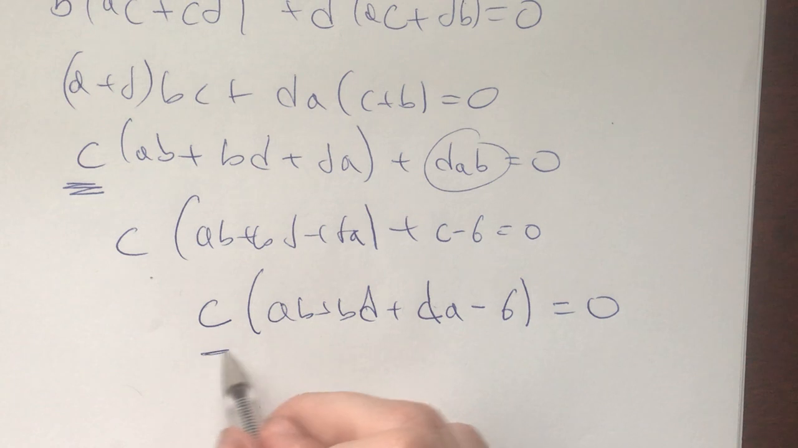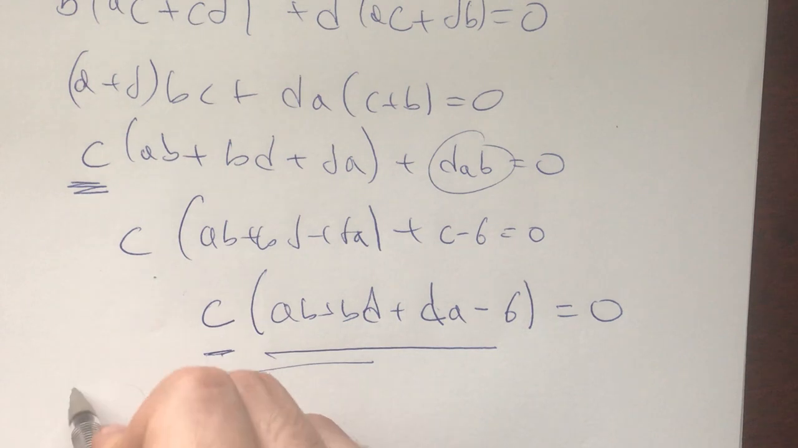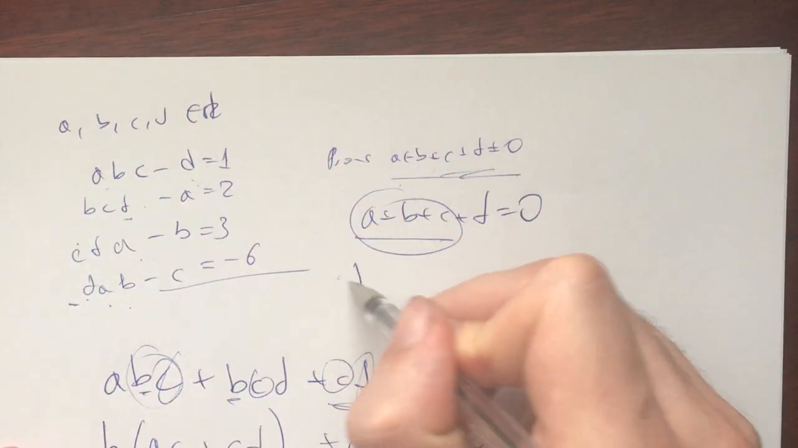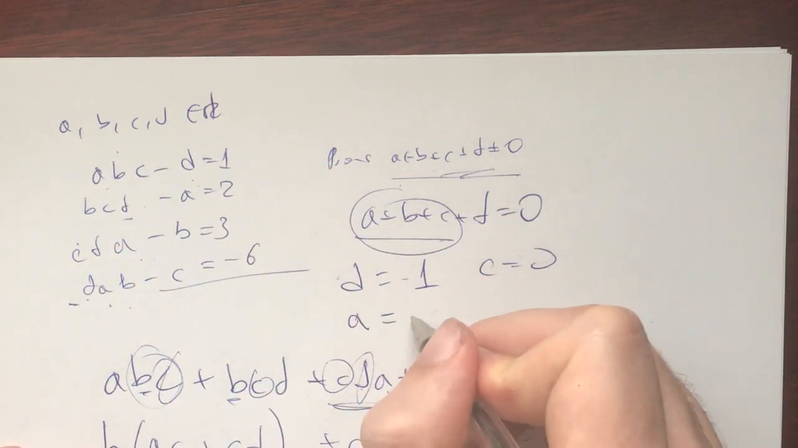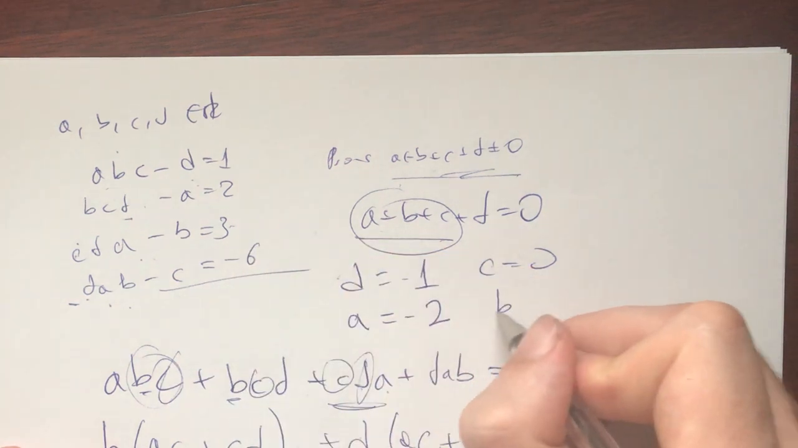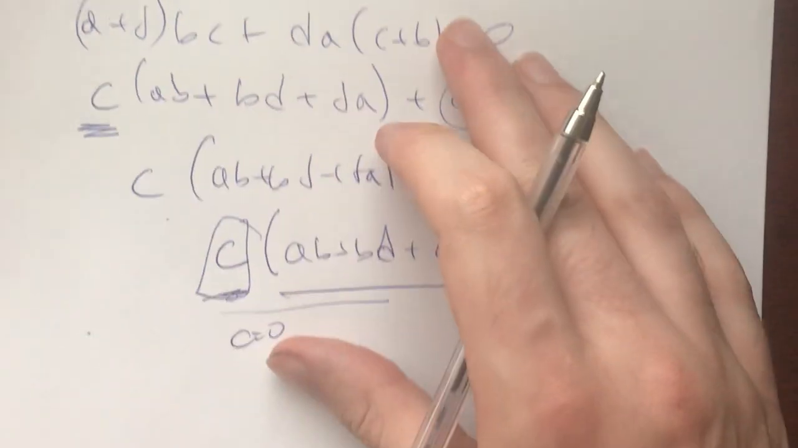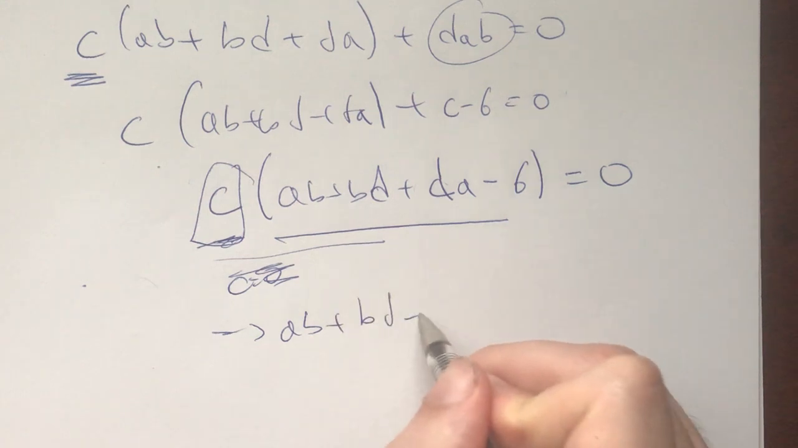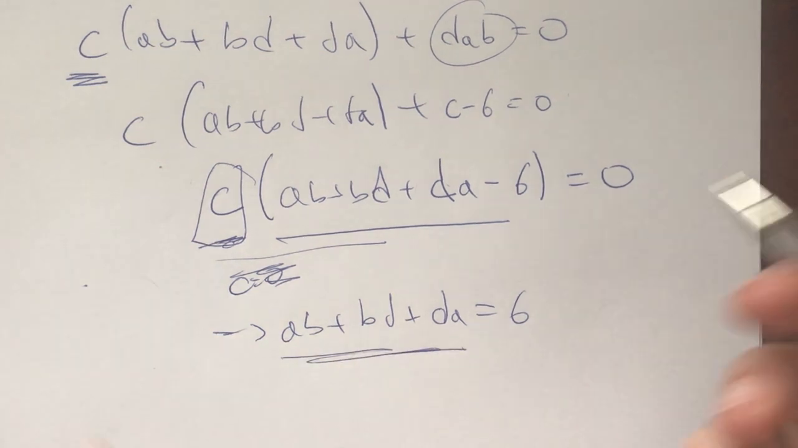Okay, so now I have either C is 0 or this thing right here is 0. And I can do that similarly with the other things. But also, wait, if C is 0, what do I get from up here? If C is 0, then it implies D is negative 1, A is negative 2, and here it implies B is equal to negative 3. But then their sum isn't 0, which is a contradiction. Ta-da! So C isn't 0, so this implies that AB plus BD plus DA is equal to 6. And now similarly, we should be able to get the other things as well.